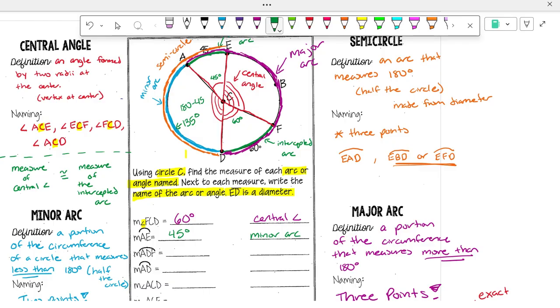Then, how would I find the measure of ADF? You just add them together. So you would do 135 plus 60. That'll be 195 degrees. So this big arc right here is 195 degrees. And we already said it's a major arc because it's bigger than 180.